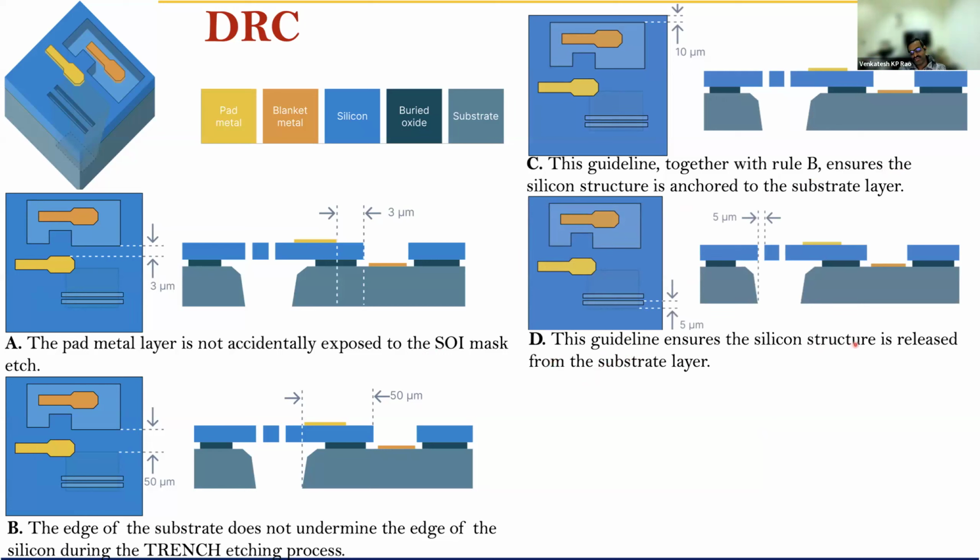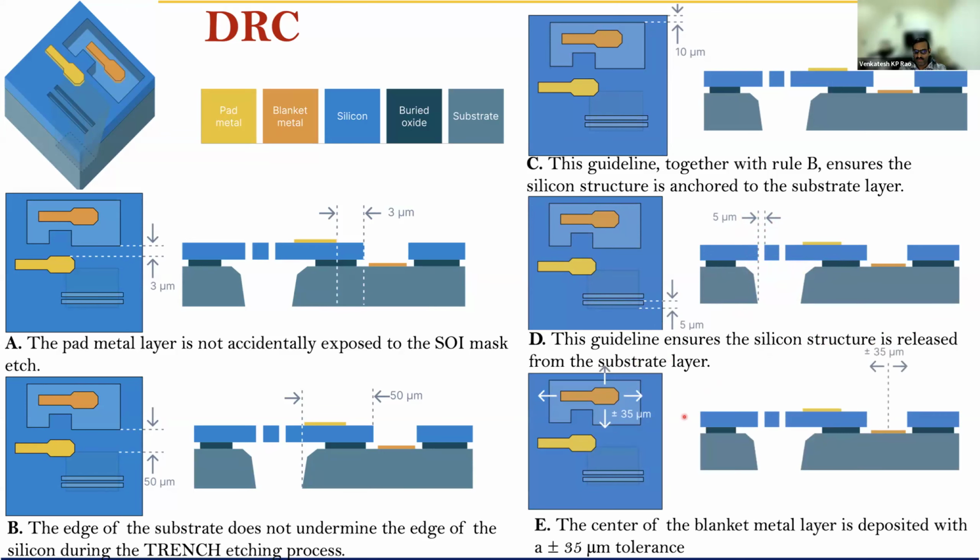This guideline will basically ensure that the silicon structure is released from the substrate layer. What is that? Whenever you are having holes, right? The etchant can enter into the holes and this oxide layer can be easily etched away, so that my silicon can be easily released. If at all you are having holes, you can keep the hole dimensions to be around 5 micrometers under consideration. The minimum feature size you can keep for the structural layer is 5 micrometers.